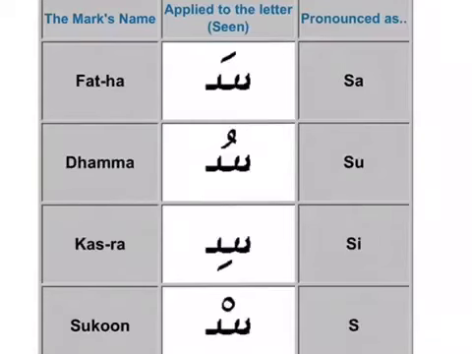In this diagram, we have the letter Sin with each of the short vowels to show how the pronunciation works. In the first one, we have Sin with fatha, and it's pronounced sa. Sin with dhamma, su. Sin with kasra, si. And sin with sukun, s.